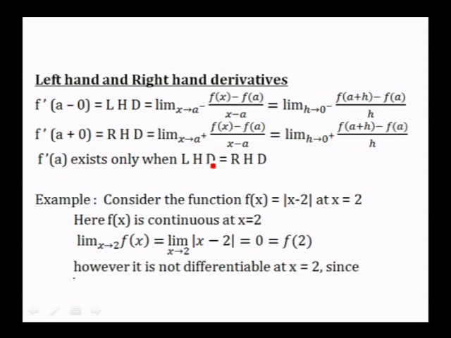Whenever LHD is equal to RHD, f dash a exists. See, consider the function f(x) equal to mod x minus 2 at x equals 2. f(x) is definitely continuous at x equals 2.